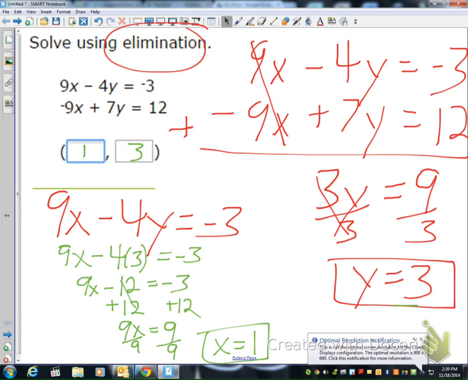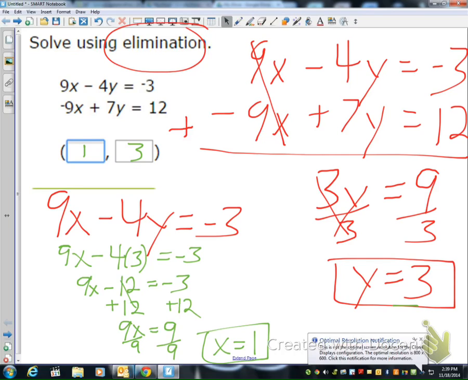And then type in negative 9 times, well, x is 1, so negative 9 times 1 plus 7 times 3. And the nice thing about a scientific calculator, it does order of operations for you. So just plug it in, hit enter, and it should give you 12. And as long as both of those work out, then that gives you 100% security that you have the correct solution to this system of equations. So then you can hit submit on IXL with confidence.